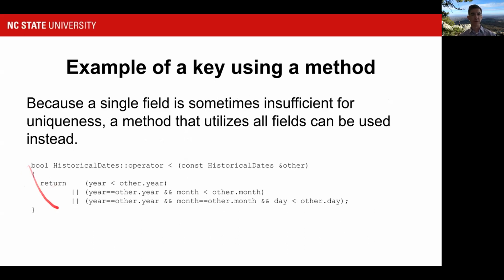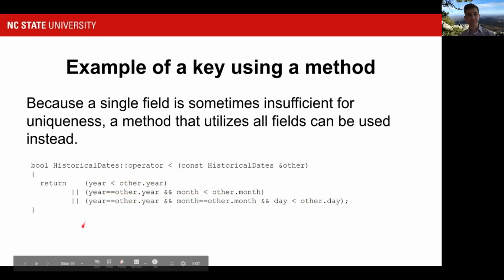So for example, on the historical dates object, I could provide an operator less than and pass in another historical dates. And then I could compare year to other.year. And if that's less, then I know that this historical date comes before that one. But if they're equal, then I need to look at the month. And if the year and month are equal, then I need to look at the day. And if the year, month, and day are equal, then they're the same day.